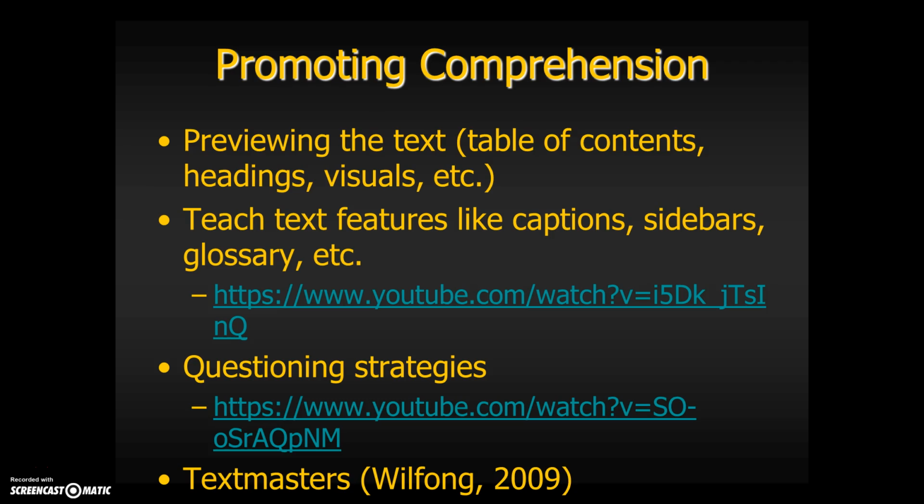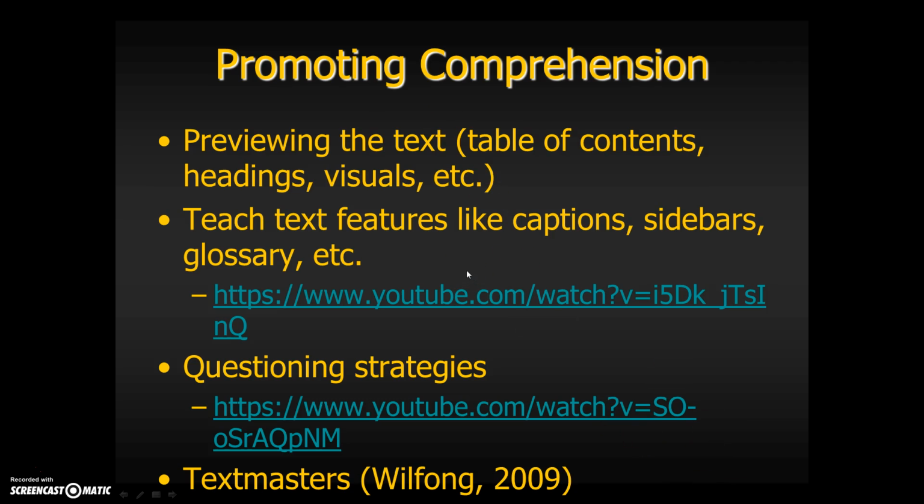Previewing the text could include reading the table of contents to get a sense of what general topics the author is going to address. You can also have students flip through the book and read headings because headings also signal what topics are going to be addressed in the book, so that can help students activate their prior knowledge about the topic. And then you can also have students look at visuals like any photographs or illustrations, diagrams, maps to help them think about what they already know about that topic.